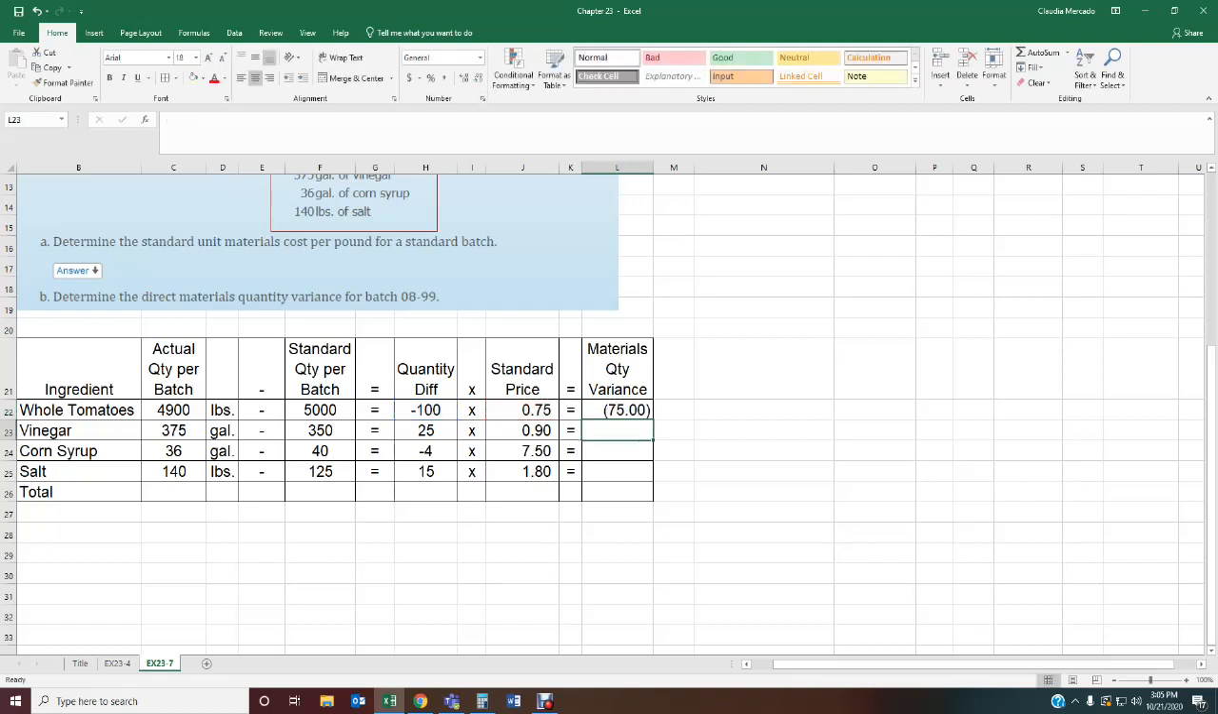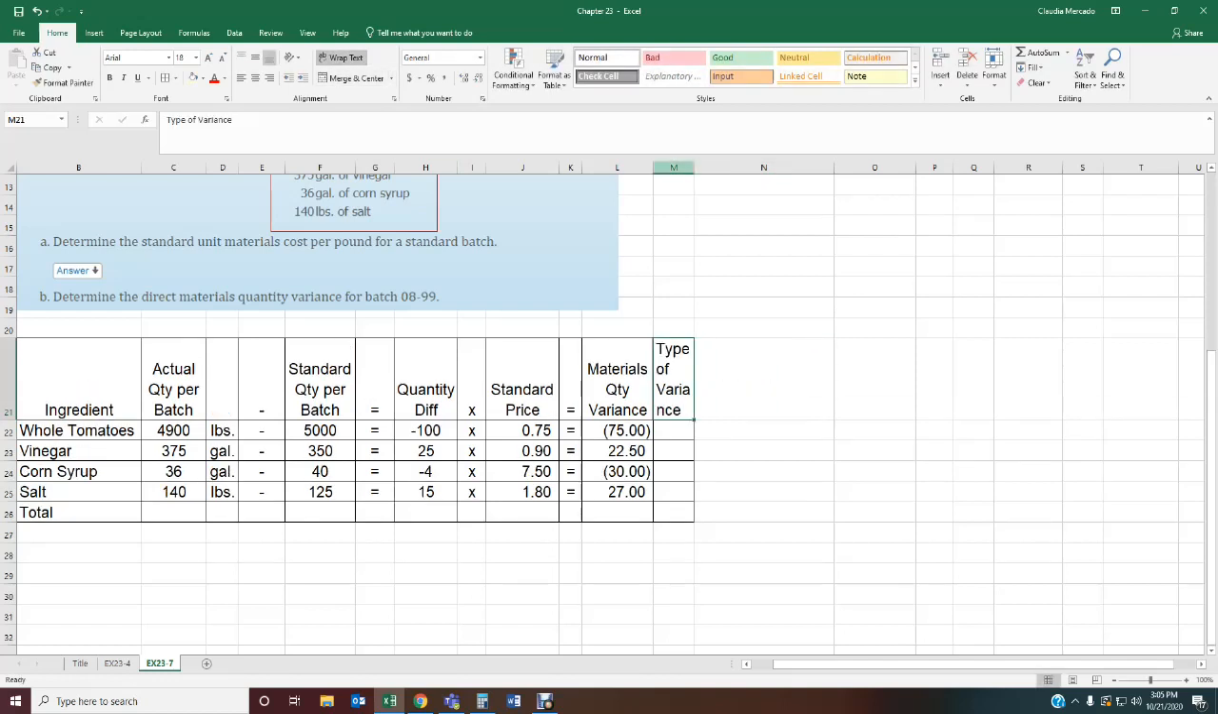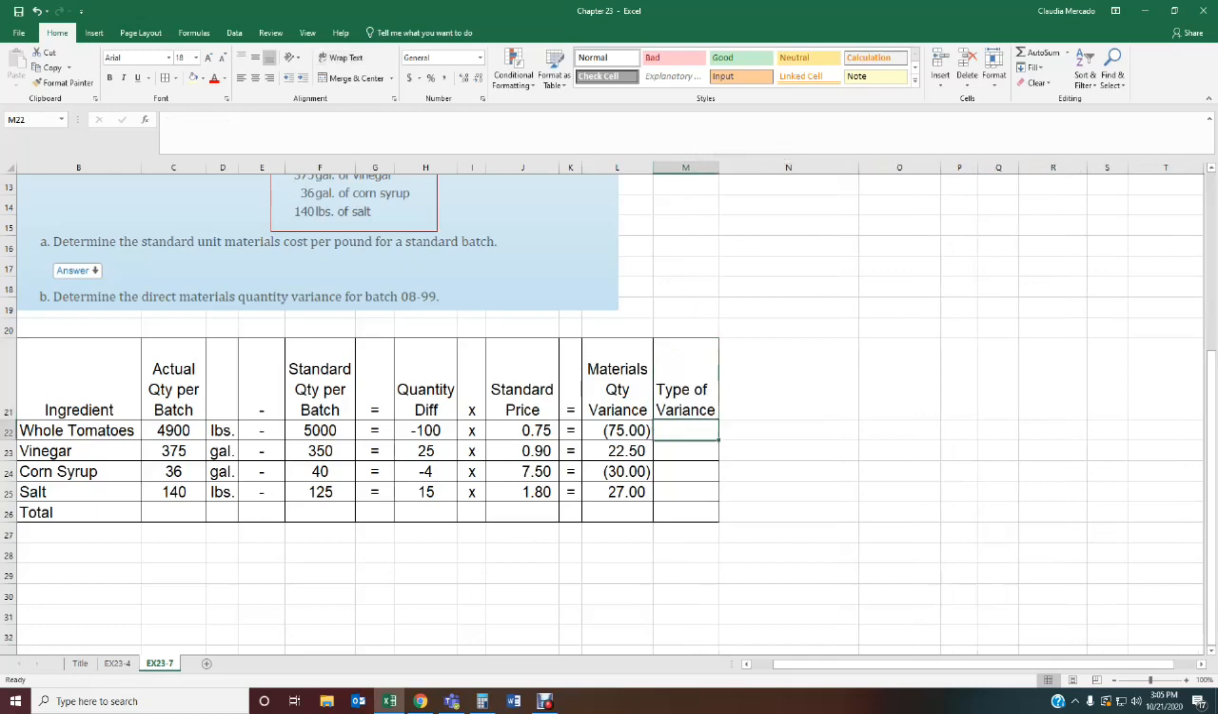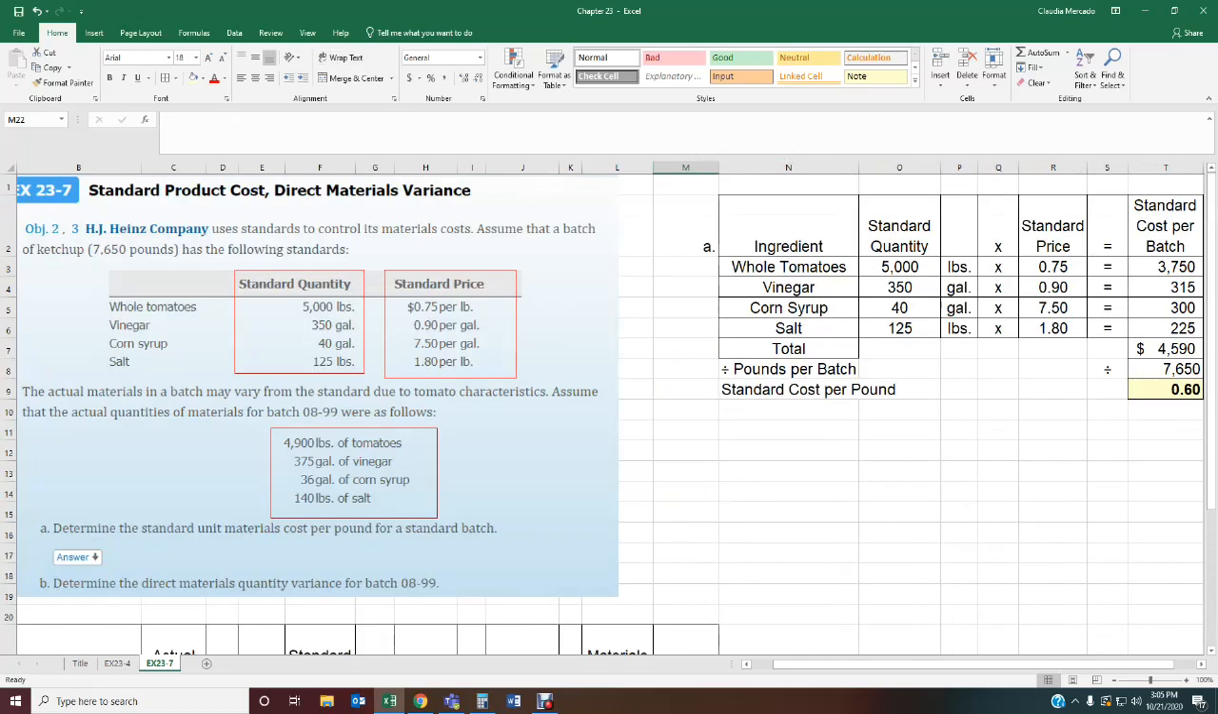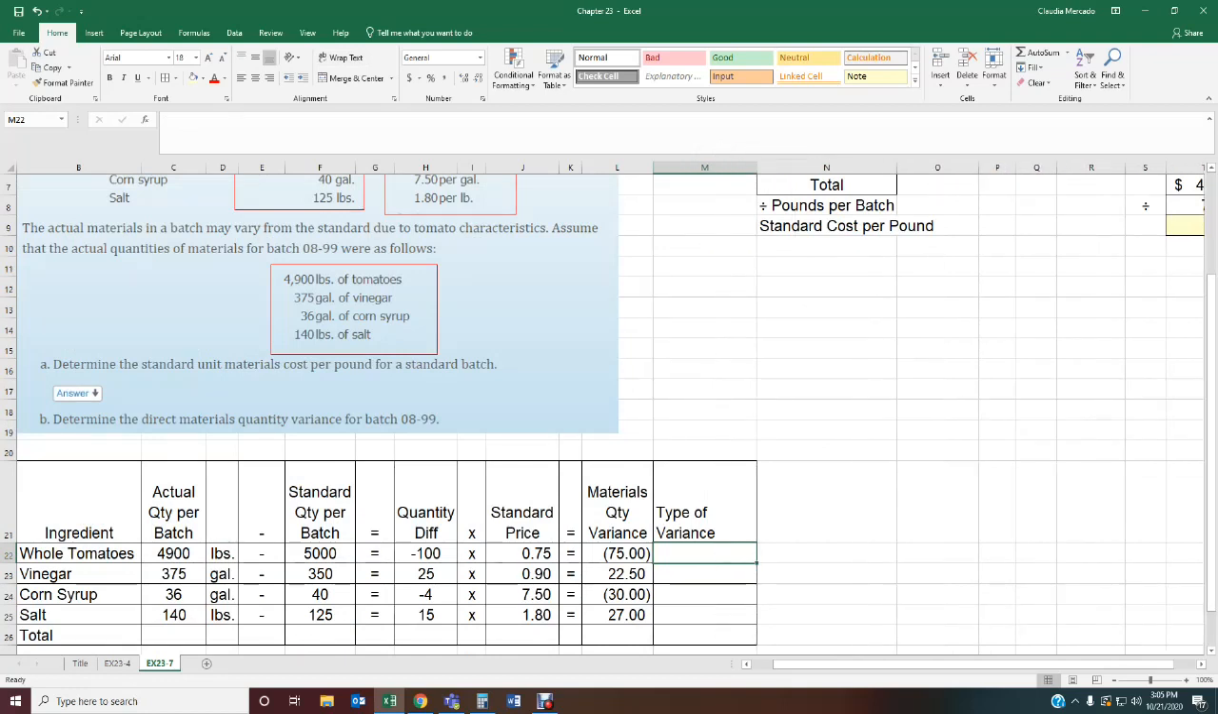That's what it's going to be. So now we need to figure out, is this a favorable variance or what type of a variance is it? The type of variance that we have here. So, what is happening here?